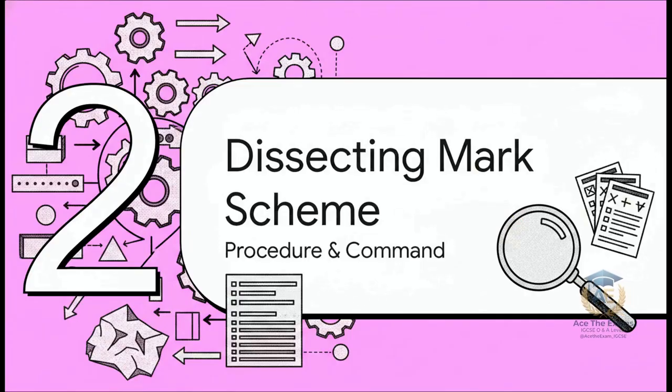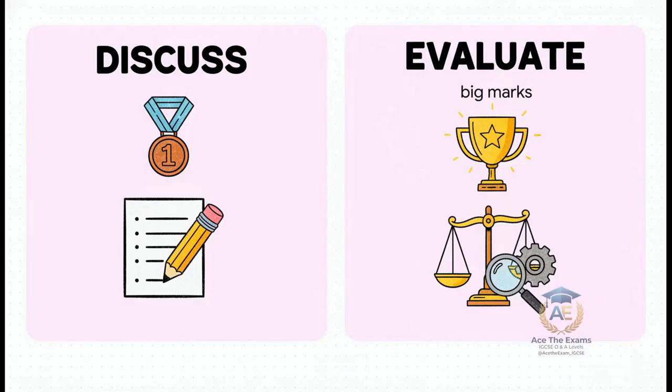Let's move on to Section 2. Dissecting the mark scheme, procedure and command. You have to understand that the Cambridge Assessment Framework aggressively prioritizes analytical depth over superficial breadth. Seriously, you could write 4 beautifully handwritten pages on the rich history of intangible assets and still miss the mark entirely because you ignored the command words.